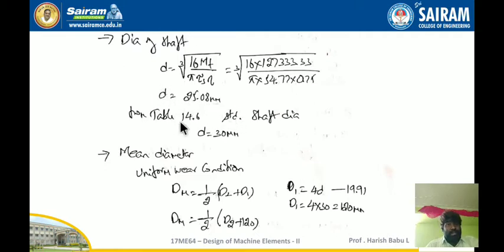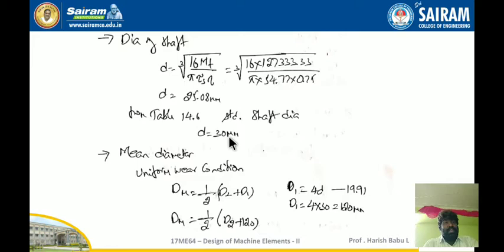So now for this you have to go for the standard. I can't use the 25.08, so I should go for the standard. So from table 14.6, the standard shaft diameter I am going to assume as 30. I can't go lesser than this. It should be more than this. After 25.08, the standard diameter of the shaft is 30 mm.